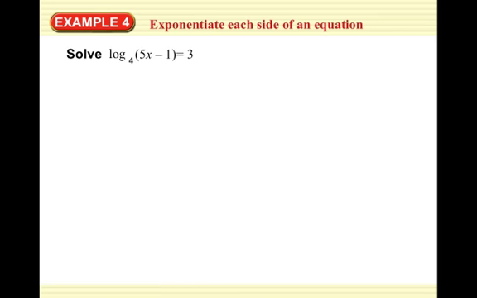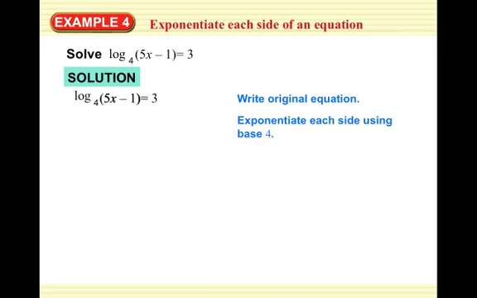So we've got the base 4 logarithm, or log base 4 of 5x minus 1, and the whole thing equals 3. Okay, so on this one, we don't have the same kind of logarithm on both sides of the equation. We don't have any kind of logarithm on the right. So this is a case where we are going to exponentiate. Now, the key here is that you exponentiate with a base that matches the base of your logarithm, so they'll cancel out. So since I'm doing a base 4 logarithm, I want to exponentiate each side using base 4.